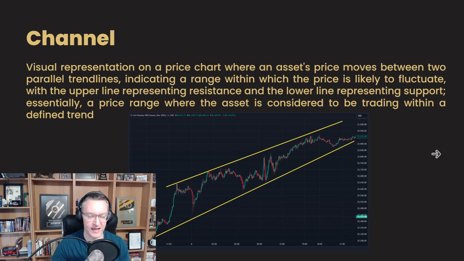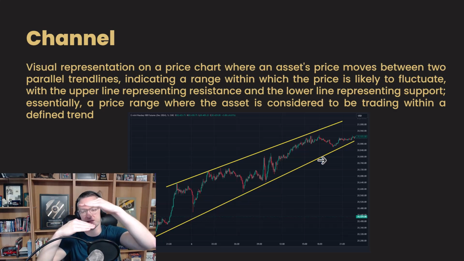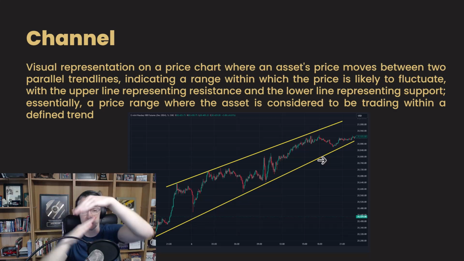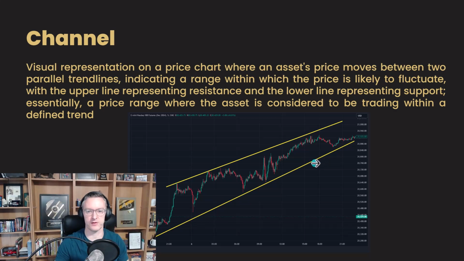A channel. This is a long definition, but it's a visual representation on a price chart where an asset's price moves between two parallel or close to parallel lines, indicating a range within which the price is likely to fluctuate. Again, you're going to have ups and downs and ups and downs in here, with the upper line representing the resistance line and the lower line representing the support. So again, support and resistance might not necessarily be flat lines. This could be a channel in either direction, either bullish or bearish. Essentially, it's a price range where the asset is considered to be trading within a defined trend.